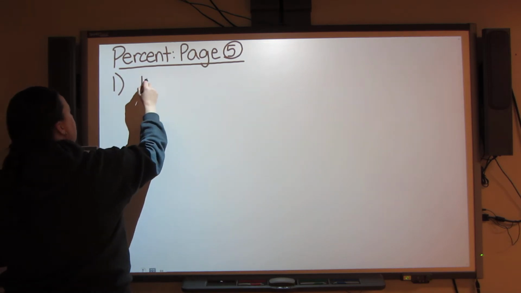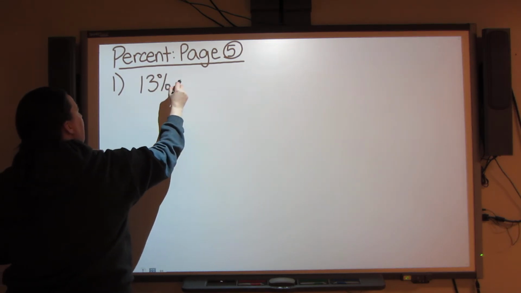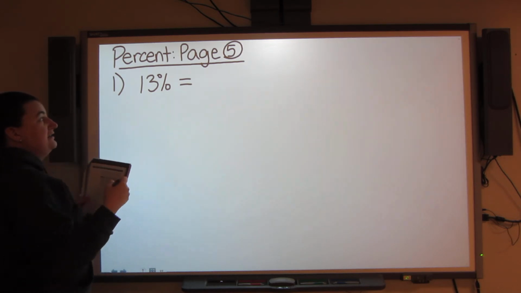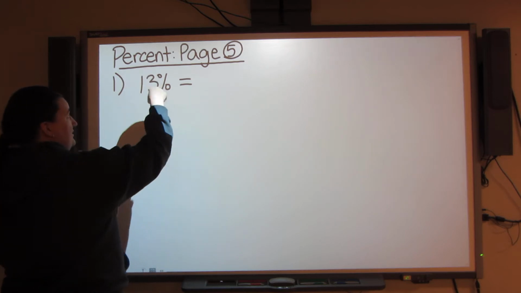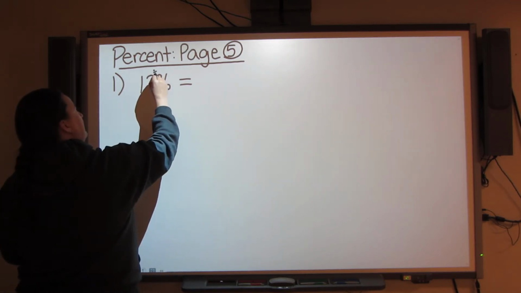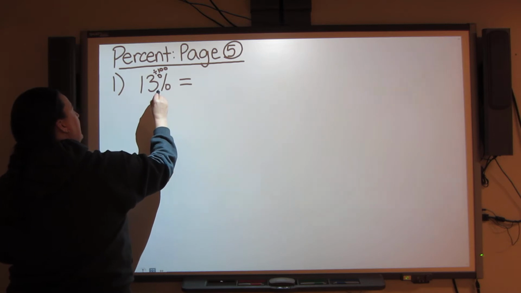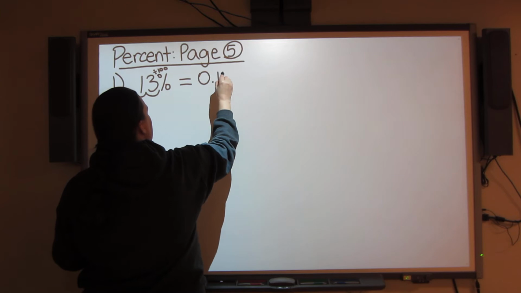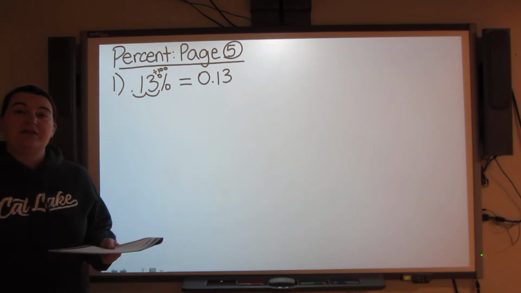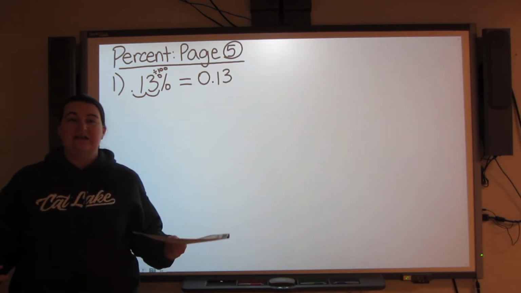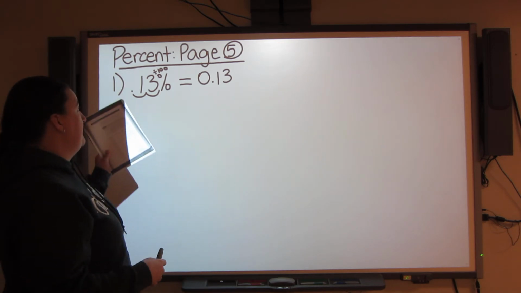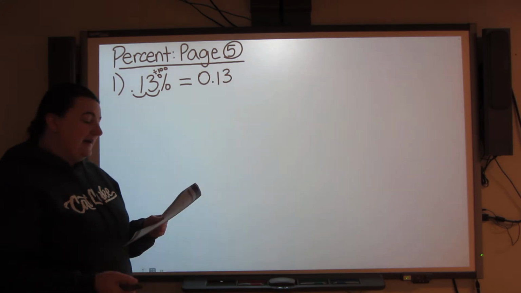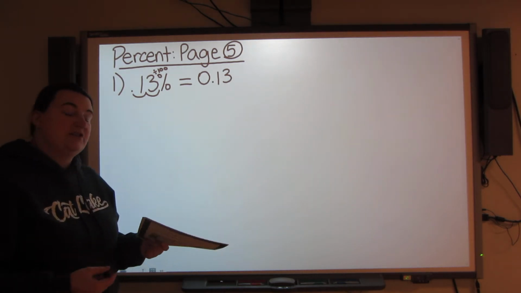Number 1, I'm given 13%, and I need to write it as a decimal and as a fraction. So 13% as a decimal, to change a percent to a decimal, I divide by 100, and I move my decimal spot 2 spots over so that I end up with 0.13 or 13 hundredths. So I've taken my percent and I've changed it to a decimal. Next, you're supposed to write it as a fraction as well.